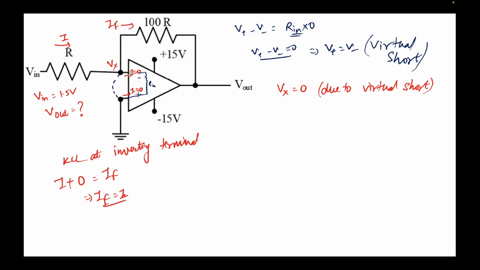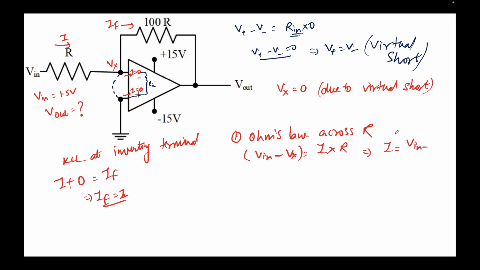Since there's no current flowing through here, all the current flowing through this resistor must flow through this resistor. Very simple. Now we apply Ohm's law across the resistor R. What's the potential drop across R? It's V in minus Vx. This is equal to the current flowing through it, I, times the value of the resistor, R. So we get the value of I as V in minus the value of Vx, which is 0, V in minus 0 upon R.